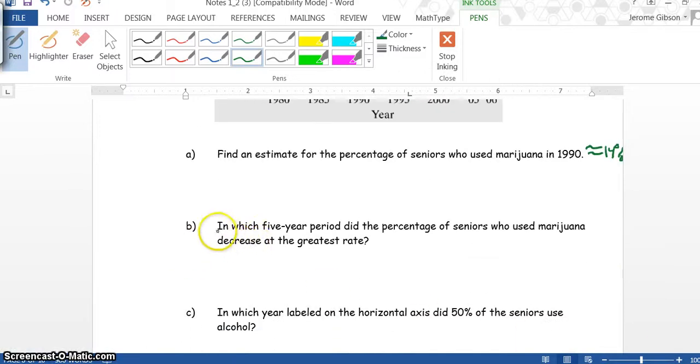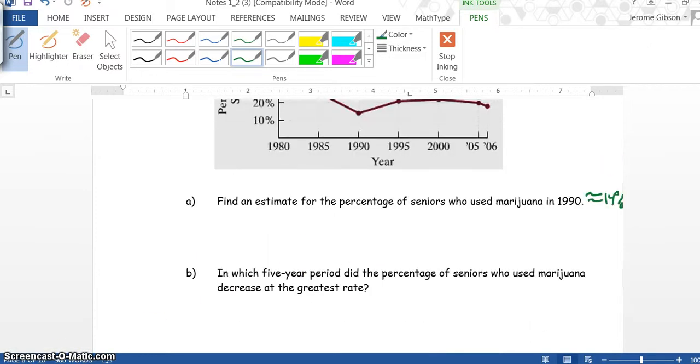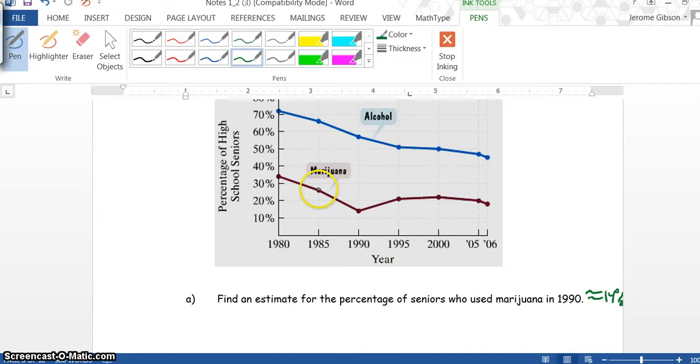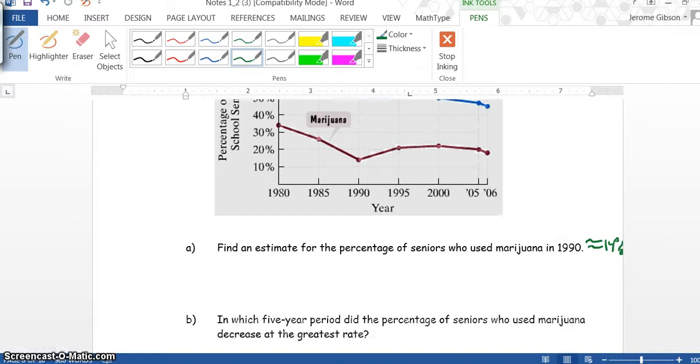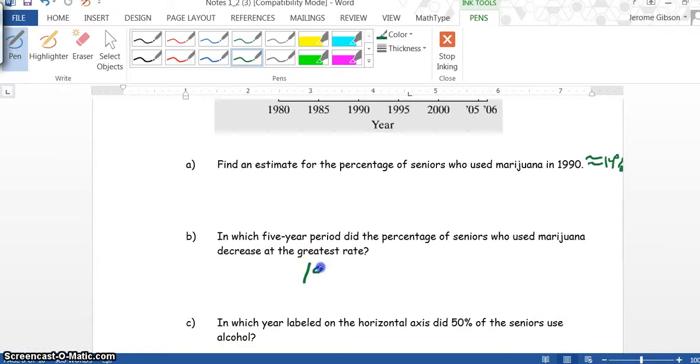Okay, now we come to B. In which 5-year period did the percentage of seniors who use marijuana decrease at the greatest rate? Well, if we look back up here, the greatest 5-year dip in marijuana use for high school seniors happened between 1985 to 1990. So we can write that out as 1985 through 1990.